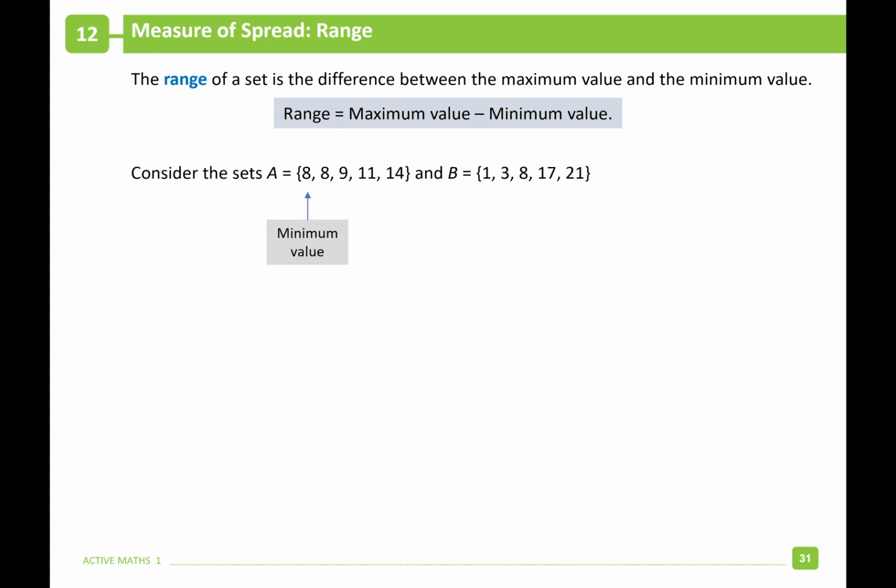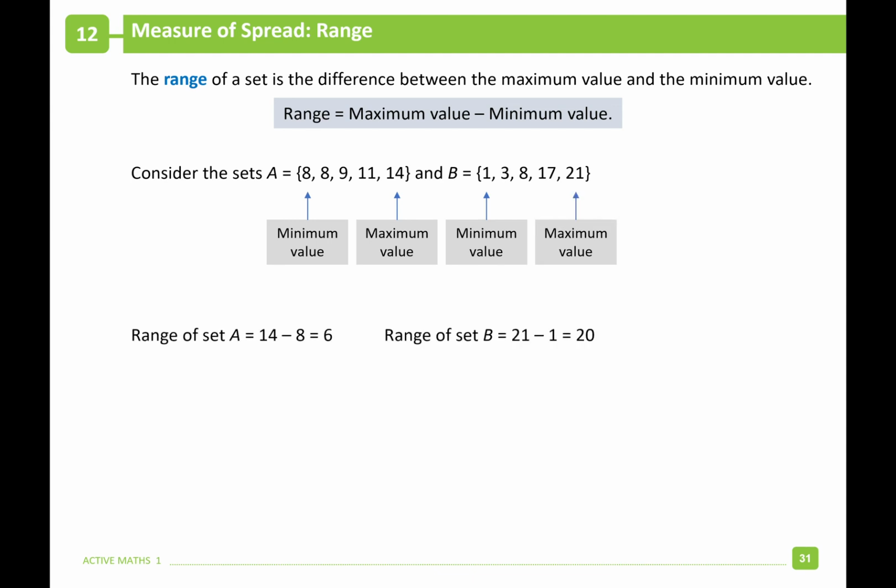Let's find the range in set A. Our minimum value in set A is 8. Our maximum value in set A is 14. Let's look at set B. The minimum value in set B is 1. The maximum value in set B is 21. The range of set A is 14 minus 8, which gives you 6. The range in set B is 21 minus 1, which is equal to 20.